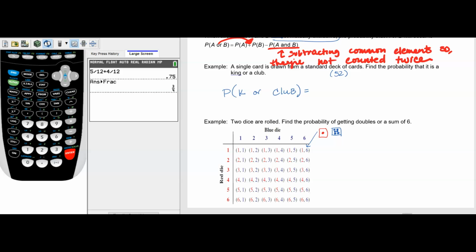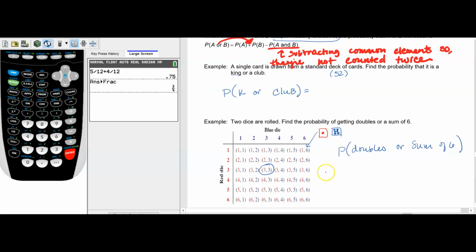We want to know, what's the probability of getting doubles or a sum of 6? Are these mutually exclusive? Is it possible for these both to happen at the same time? Can you get 2 of the same numbers on the dice and also get a sum of 6? Yes, you can. The 3 and the 3. Those are doubles, and it also gives you the sum of 6.